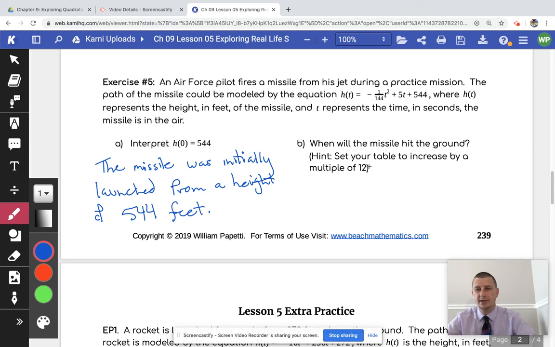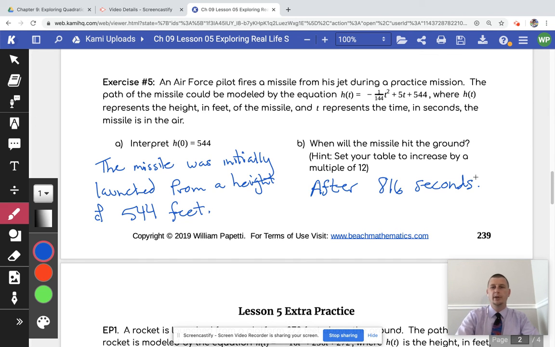So when will the missile hit the ground? It's going to hit the ground at 816 seconds. And there we have it. So we used our table in our calculator to figure this one out.